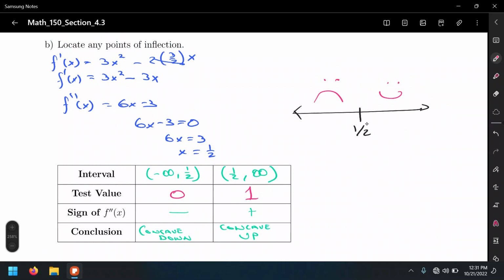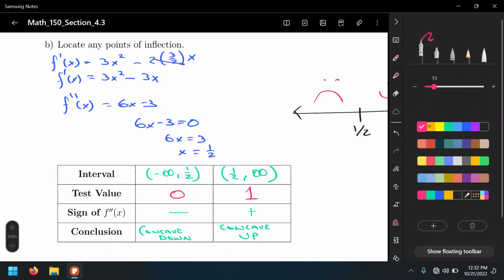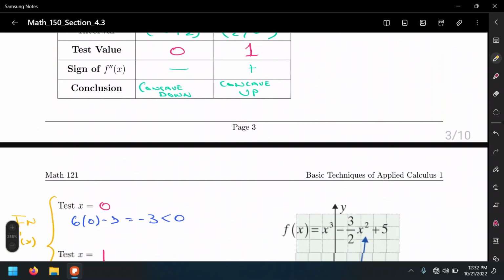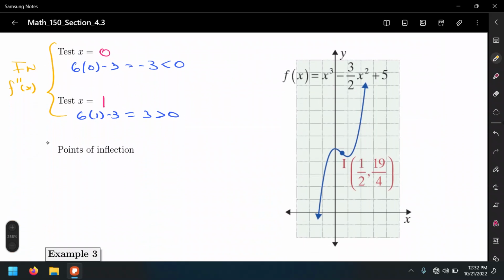Well, the point where x is 1/2, and y, well, that's going to be from the original function. So in this case, there is a point of inflection. So how do we find that point of inflection? Well, point of inflection in f of x, in the original function.